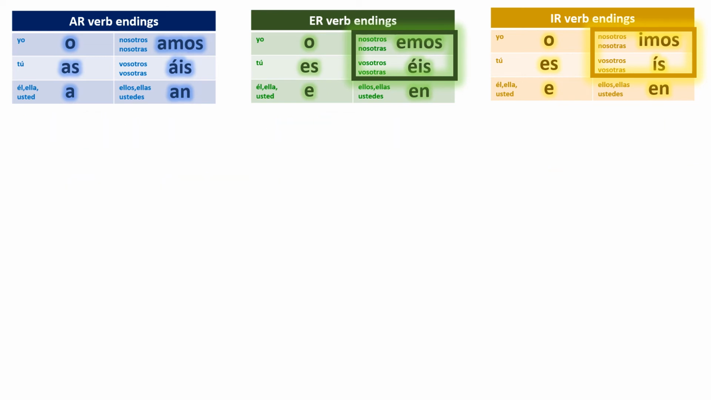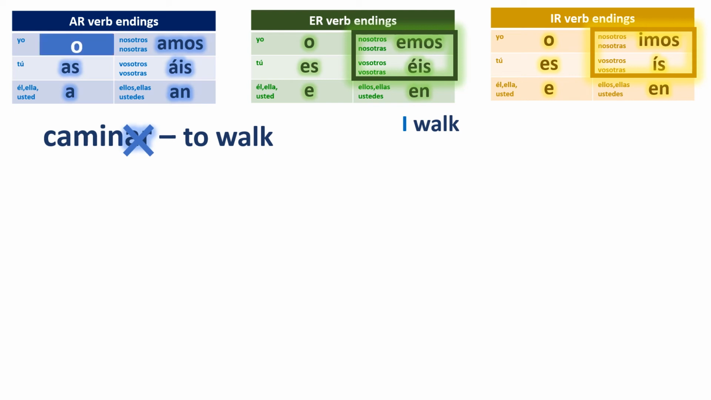Let's do some more practice. Caminar means to walk. Caminar is an AR verb. The first step to conjugating caminar is to take off the AR ending. Now let's say I walk. I in Spanish is yo. What is the yo ending for AR verbs in the present tense? O. The stem is camin and the ending is o. I walk is yo camino.